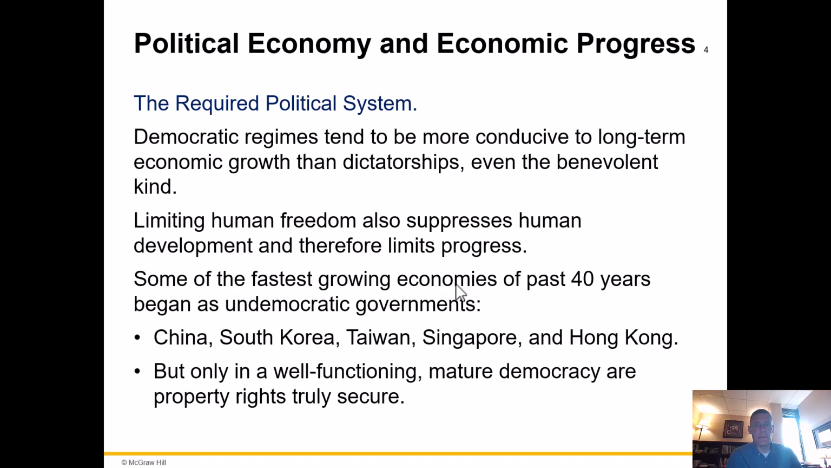Democratic regimes tend to be more conducive to long-term economic growth than dictatorships, even the benevolent kind. Limiting human freedom also suppresses human development and therefore limits progress. Some of the fastest growing economies of the past 40 years began as undemocratic governments. For example, China, South Korea, Taiwan, Singapore, and indeed Hong Kong. But it's worth noting only in a well-functioning mature democracy are property rights truly secure.